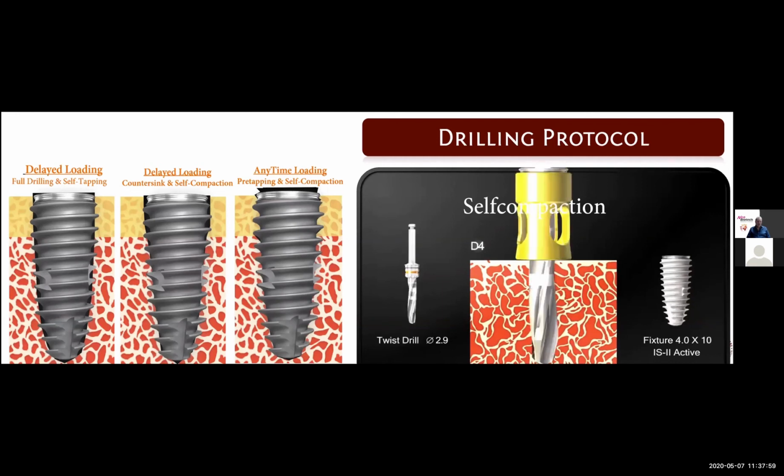And this animation shows the self-compaction in this D4 bone. It has a very thin cortical plate. The site is under-drilled to 2.9 millimeters that will accommodate a 4 millimeter diameter implant.